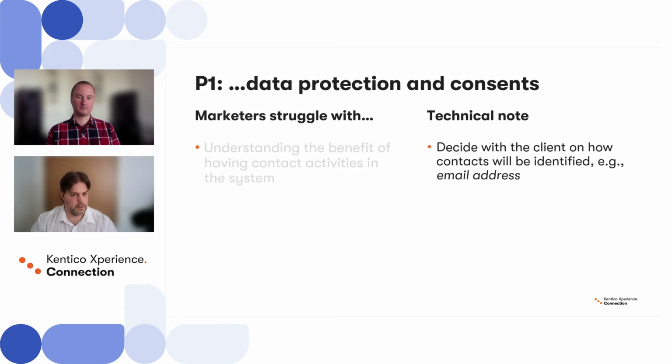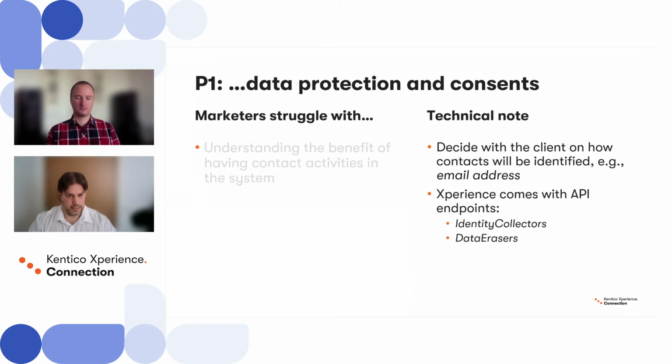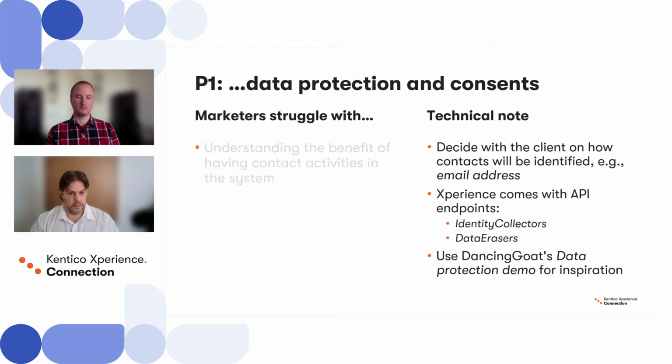First of all, you'll need to decide how you would identify your client. Most commonly, it is the email address. Then the developers need to make sure that they implement features like identity collectors and data erasers that marketers will then use to provide the information or erase the data of the customer from the Experience platform. If you are not sure how this works, I'll invite you to look into the data protection application in the Dancing Goat website for inspiration.